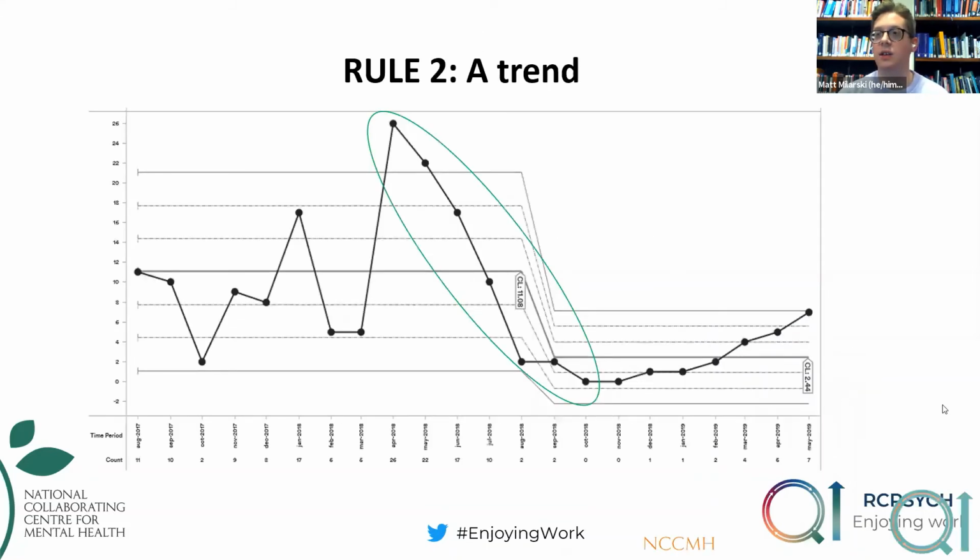In the next slide, you can see rule 2, which is a trend. So this one is 6 or more consecutive points, all going up or all going down. So in that first case there in the green circle, you can see a trend going down. And then if you click one more time, Emily, they also have a trend that is going up. In the case of a trend, if 2 or more points in a row are the same value, these are known as repeats, and you just ignore the extra repeats and continue counting.